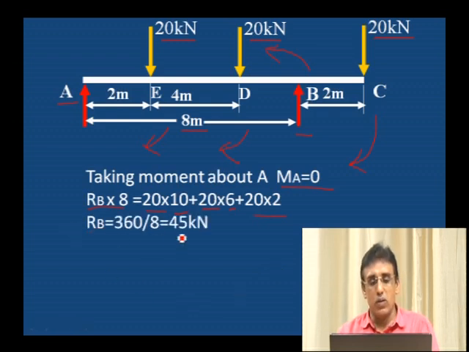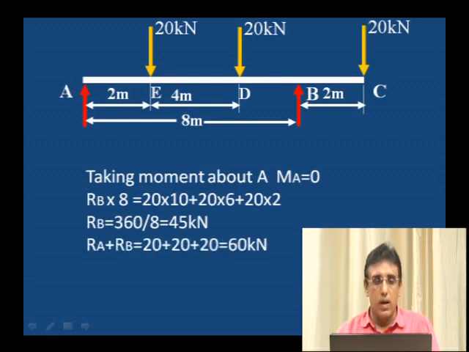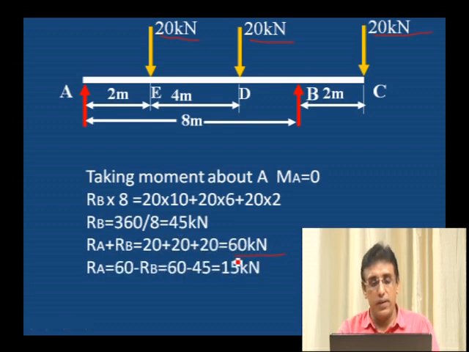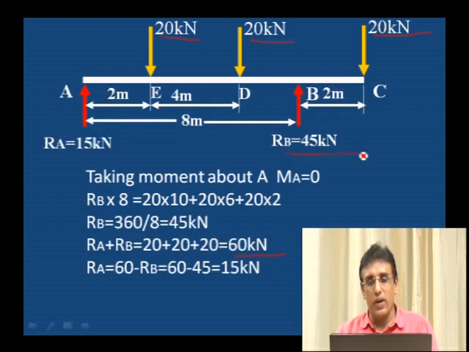Therefore RB is equal to 360 divided by 8, 45 kilonewton. RA plus RB is equal to the total downward load, 20 plus 20 plus 20, 60. 60 minus 45 gives the RA value as 15 kilonewton, and RB value as 45 kilonewton. We have the values of reactions at supports RA and RB.